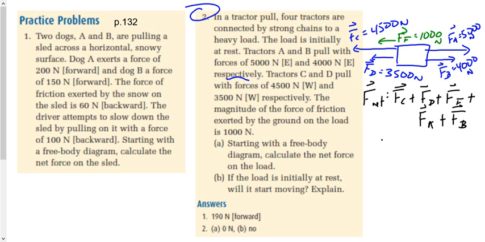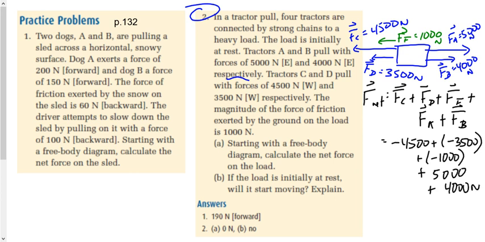FC is negative 4,500. FD is negative 3,500. FF is negative 1,000. Notice I'm adding all these forces together but making them negative. FA is 5,000. FB is 4,000. Holy cow, there's 5 of these things. When we add all these up, what do we end up getting? 0 newtons, right? 0 newtons.